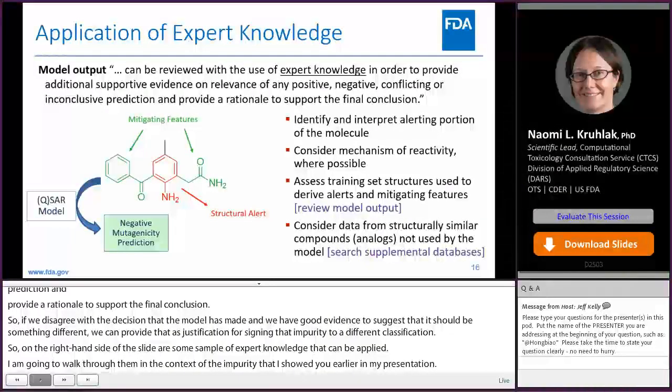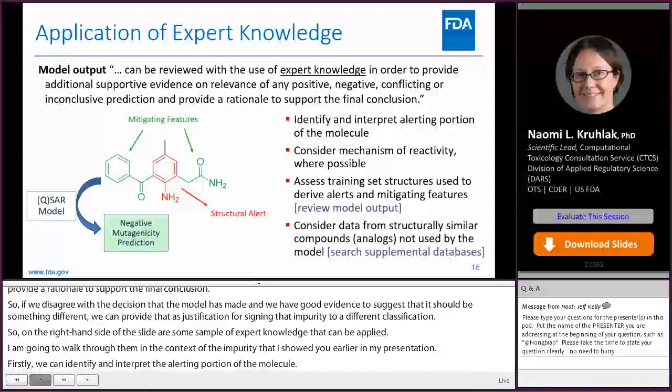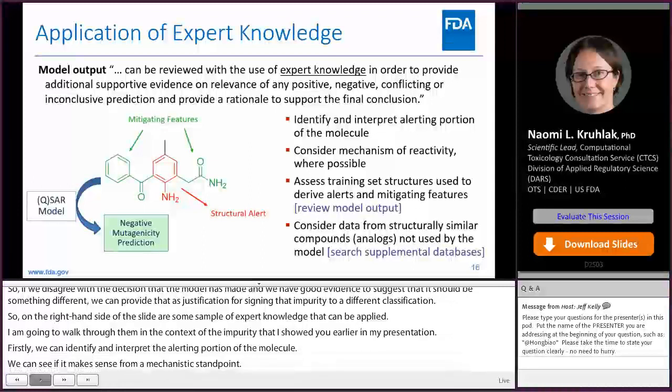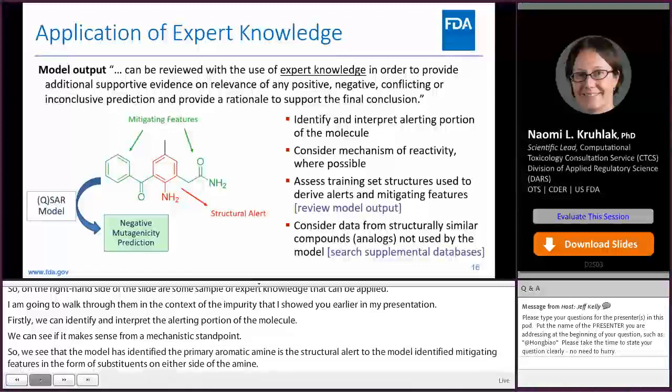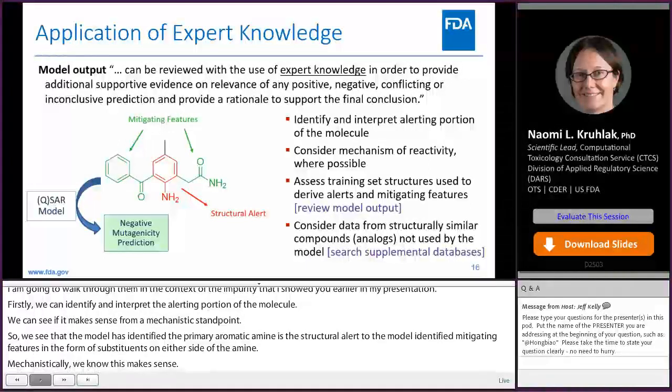So we see that the model has identified the primary aromatic amine as a structural alert, but we can also see that the model identified mitigating features in the form of substituents in the ortho position on either side of the amine. Mechanistically, we know this makes sense. The molecule is likely to be a mutagen through formation of the nitrenium ion. However, if there are bulky substituents on either side, that's likely to reduce its ability to form an adduct with DNA.